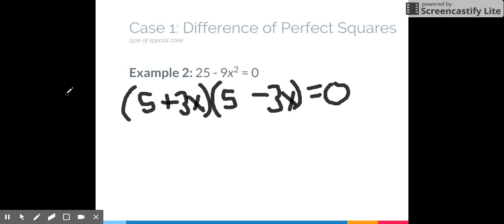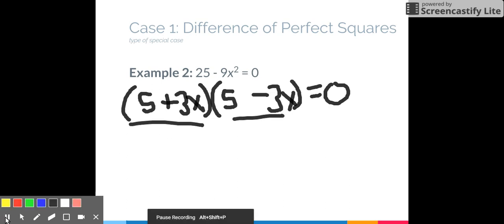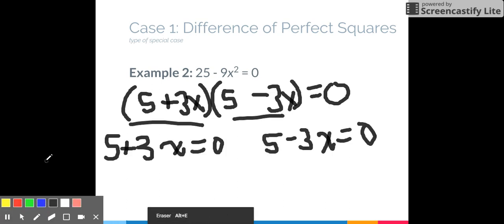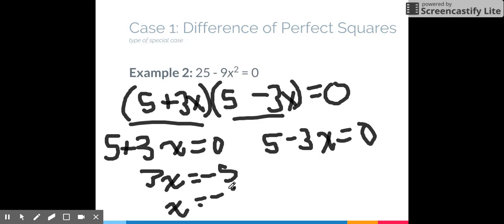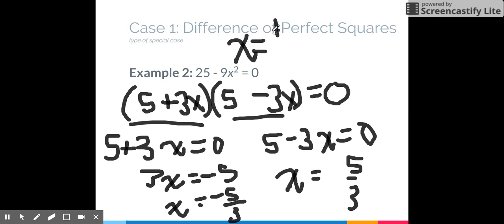If you're asked to solve and not just factor, then we take both of these factors and set them equal to 0. So we're going to get 5 plus 3x equals 0 and 5 minus 3x equals 0. When we solve, we're going to get 3x equals negative 5, so x equals negative 5/3. And over here, we would get x equals positive 5/3. You can leave it like this, or if you want to write it more simply like we did in the last example, we get x equals plus or minus 5/3. And that is how you use the case of difference of perfect squares.